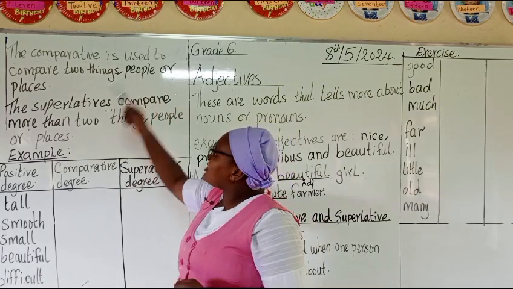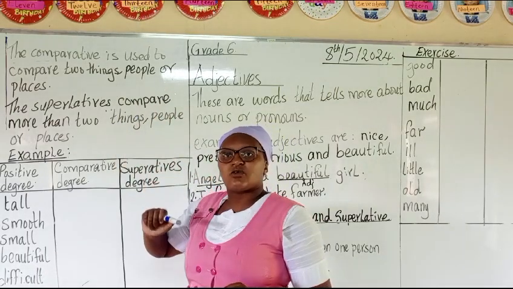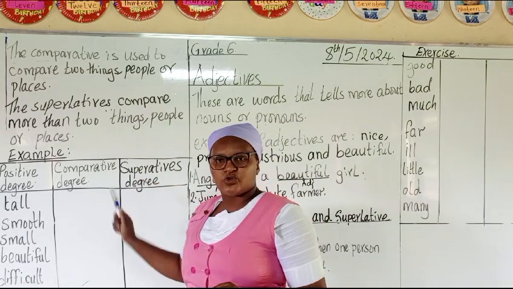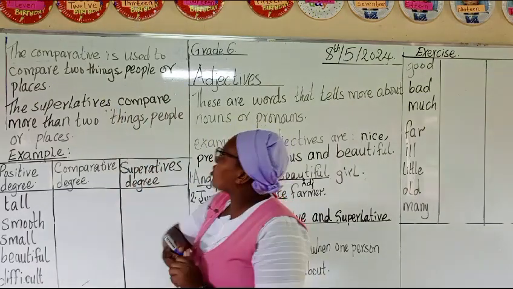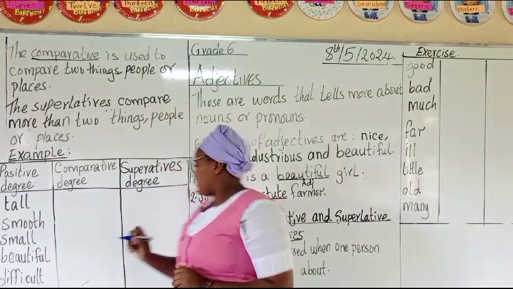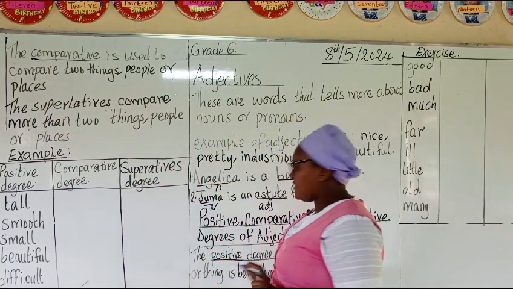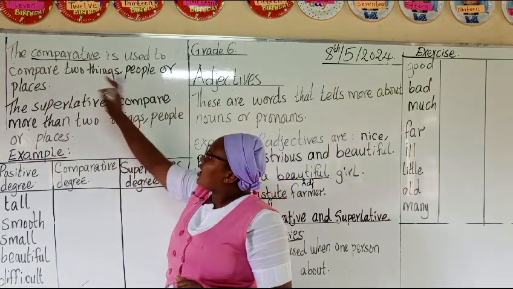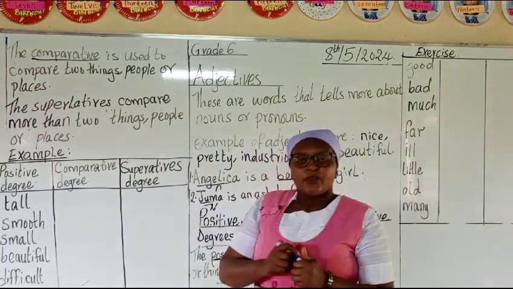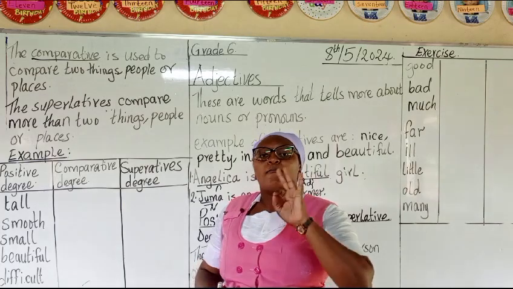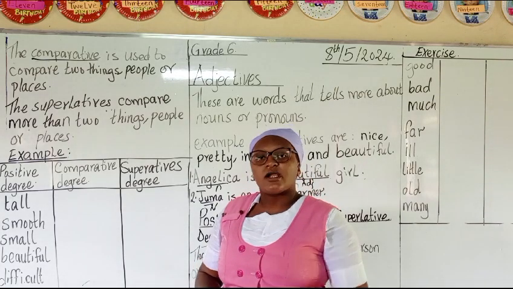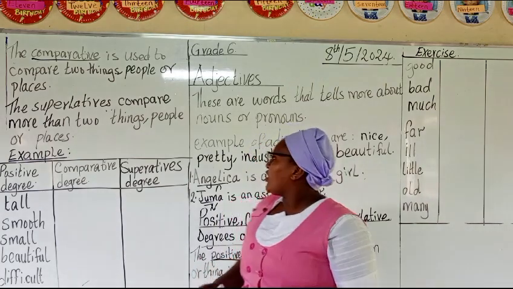Now, the adjectives that we use in these sentences of comparing two things, two people or two items, we refer to them as comparative adjectives. The first one was positive adjective. This one is a comparative. Then we have the superlatives. Superlative adjectives, we use them when comparing more than two items, or more than two things, or more than two people.